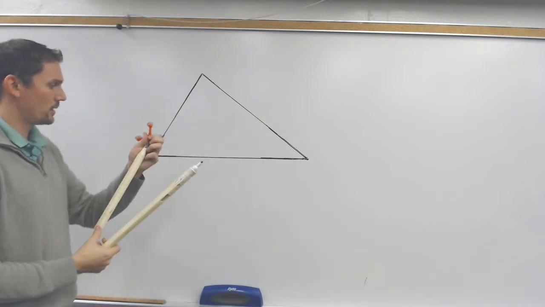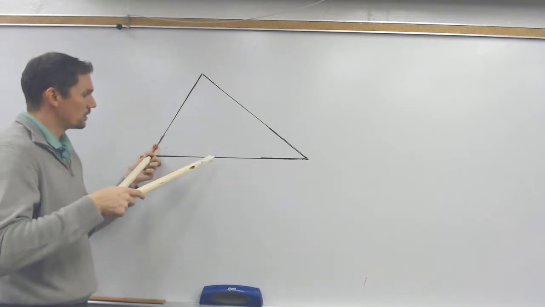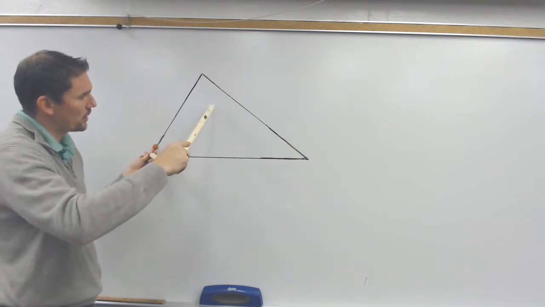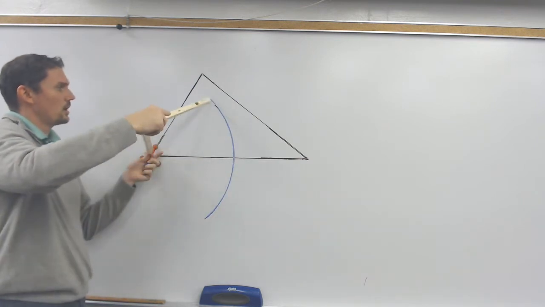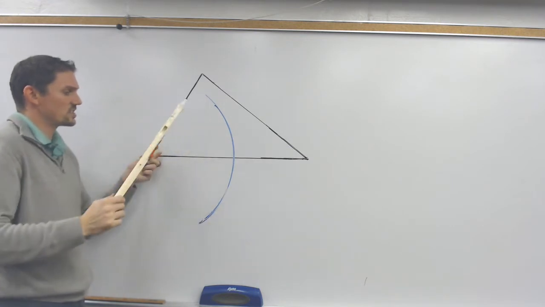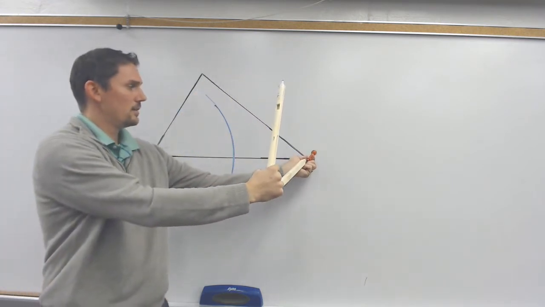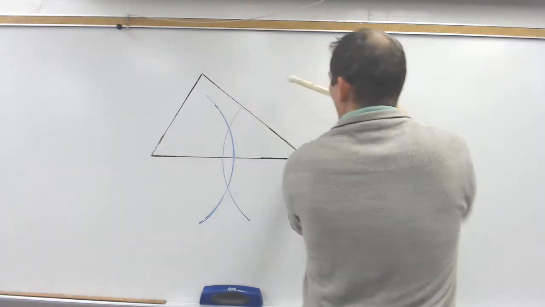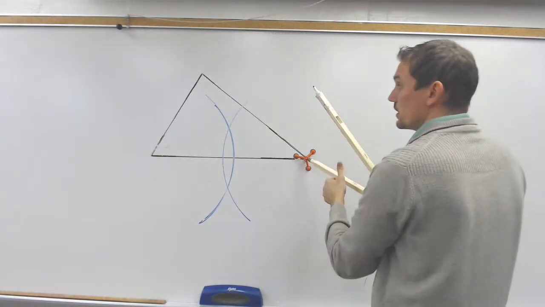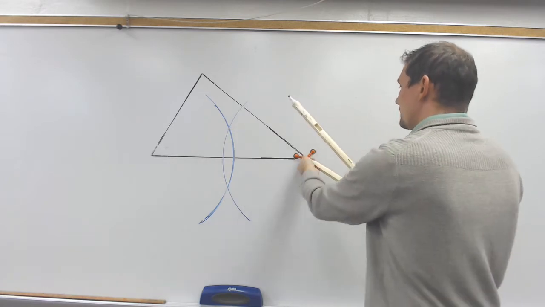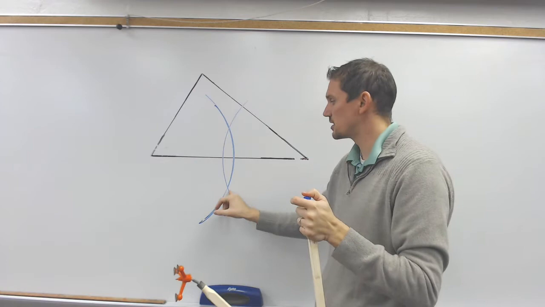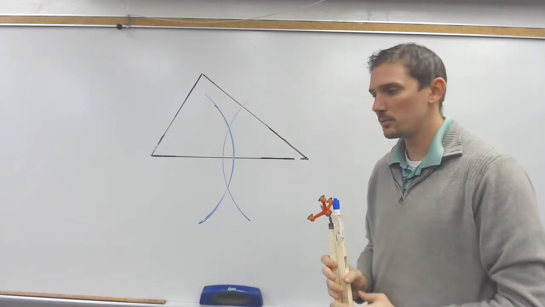So I'm going to take my pointy part, I'm going to put it right here, and I'm going to go a little bit more than halfway, and I'm going to arc, and then I'm going to do the same thing on this part right here. So I'm going to do the same thing, arcing it. I barely was more than halfway, that's why it's so skinny, and connect the dots of these two intersections to be able to get that perpendicular bisector that we need.